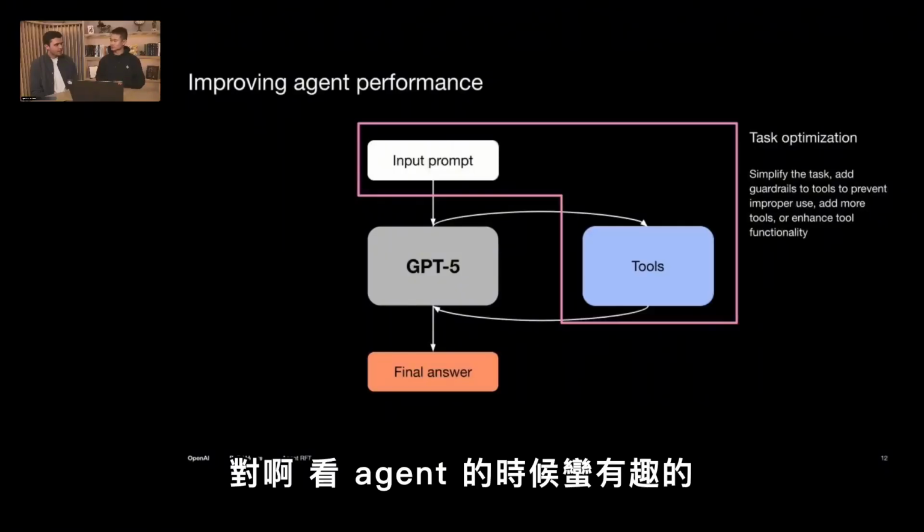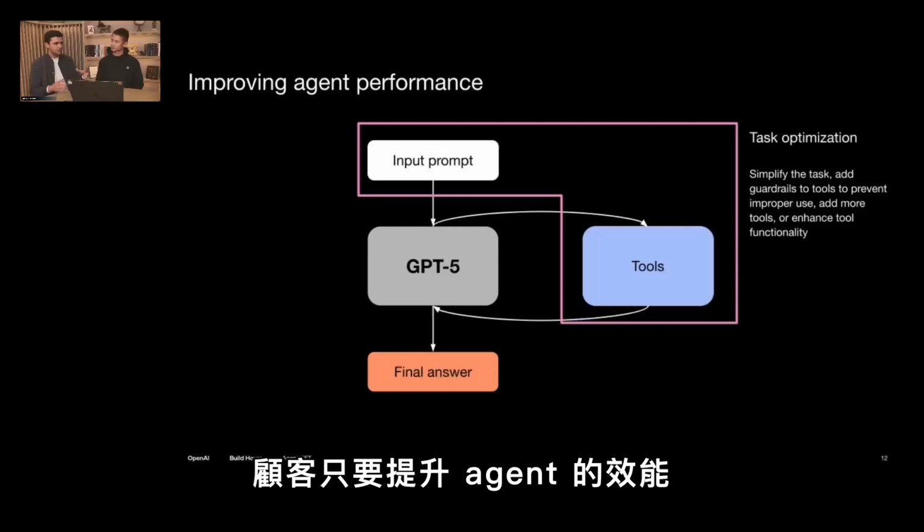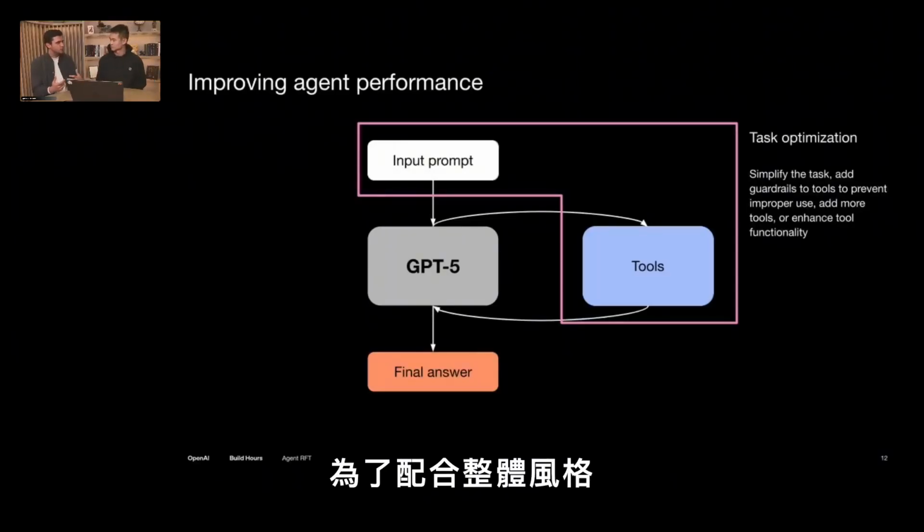Yeah, it's interesting when you look at agents, because we've seen customers be successful at improving the performance of the agent just by changing the description of the tools, and even their naming, just because it makes more sense. It's like semantically easier to understand for the model.